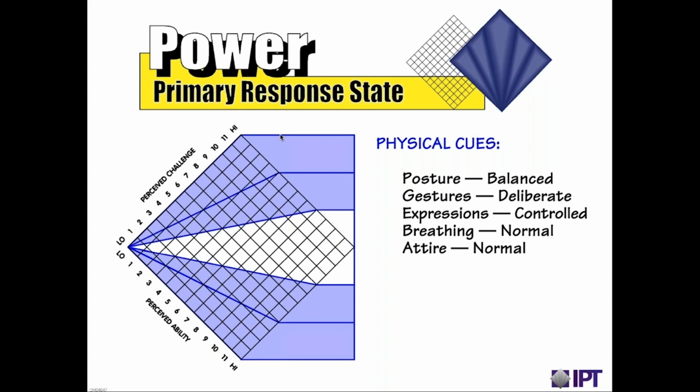So physical cues are built from postures, gestures, facial expressions, breathing rate, and attire. So what does someone physically look like when they are in power? Well, they tend to be very balanced in their postures. So they tend to be seated upright. If they're standing, they're more upright. They're not slouching. They're not moving around frantically. They look very balanced in what's going on.